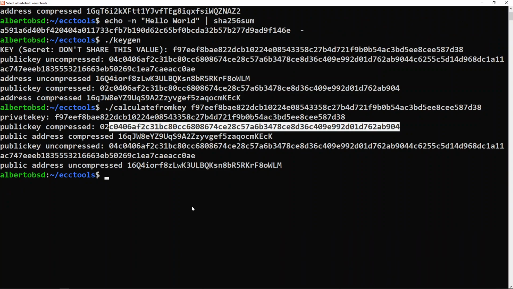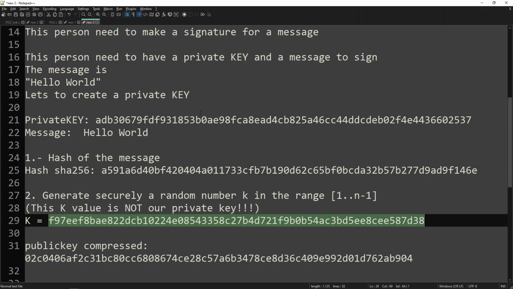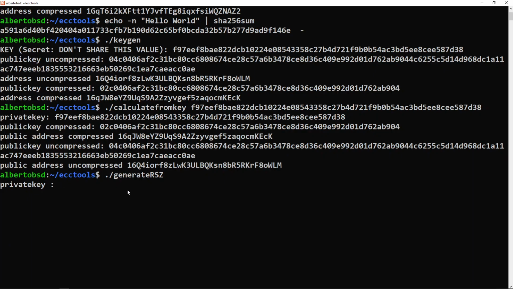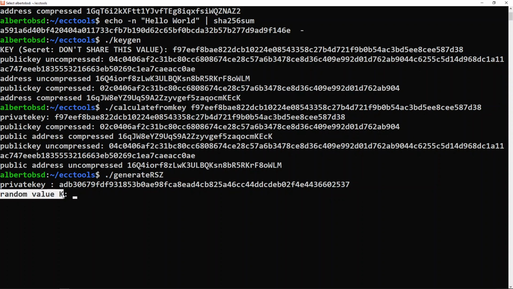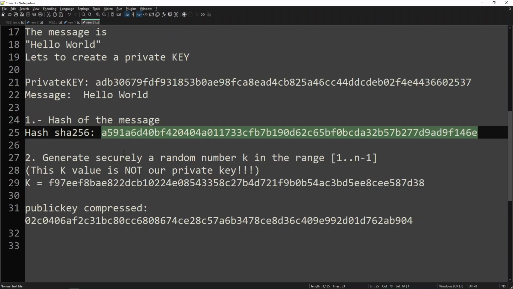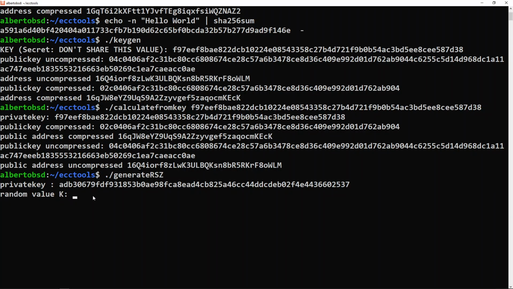But as I said before, I made one program to generate RSZ, and this program asks for the private key. The private key is this value. Let's copy and paste here. It also asks us for the random key value, and this is the random key value. Let's copy and paste here.